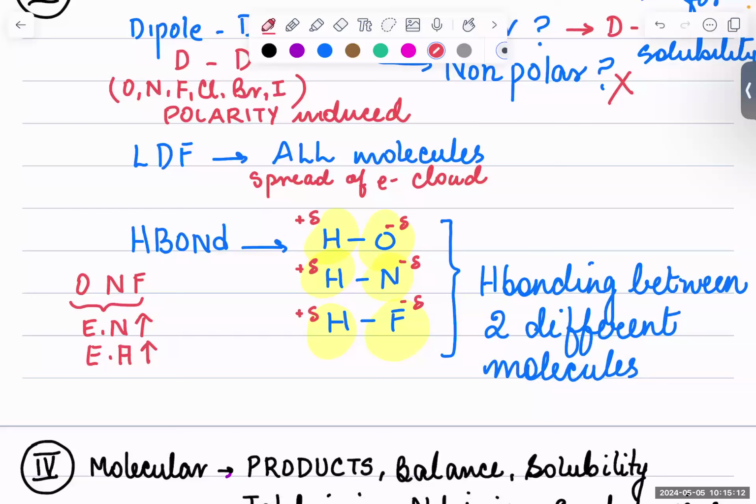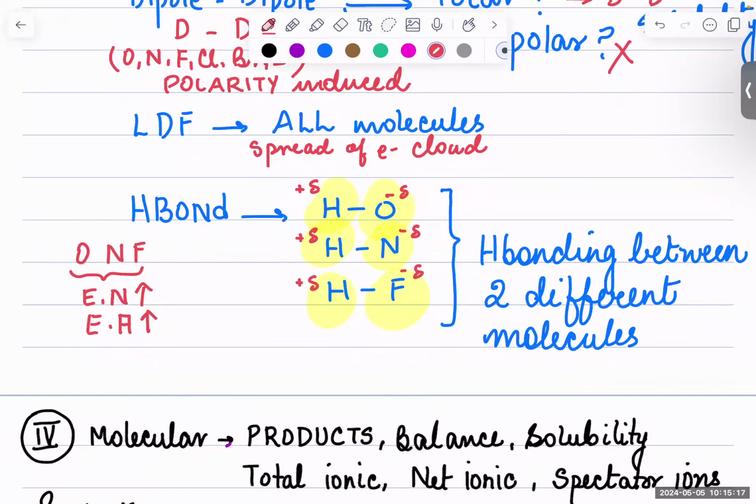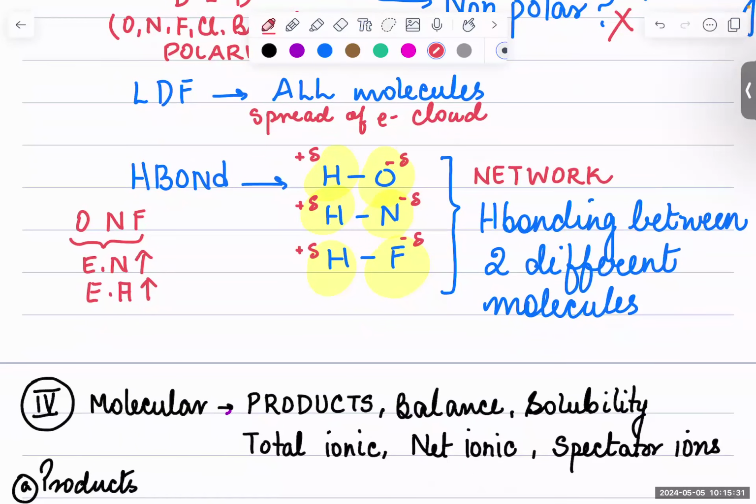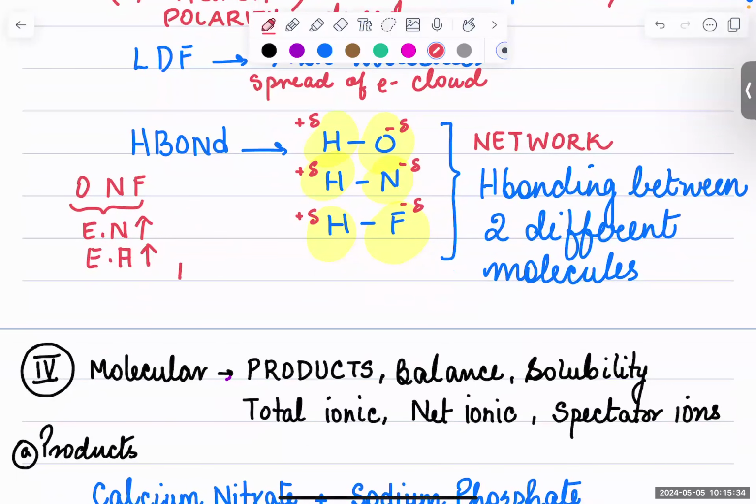Hydrogen bonding occurs between two different molecules. That creates a network. These are very, very weak attractive forces, nonetheless they influence the physical and the chemical properties, physical properties very specifically. Because of hydrogen bonding, the boiling point of water is very high. Boiling point of water is equal to 100.